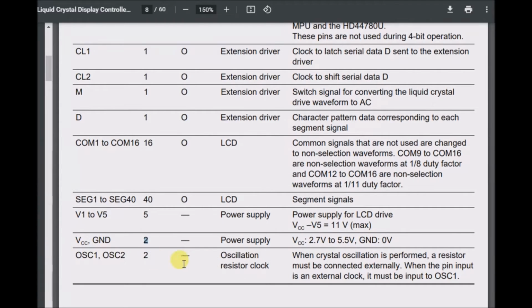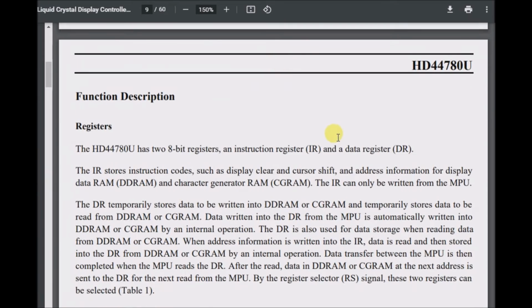Oscillator 1, oscillator 2, 2 lines, not I/O. Oscillation clock: when crystal oscillation is performed, a resistor must be connected externally. When the pin input is an external clock, it must be input to OSC1.